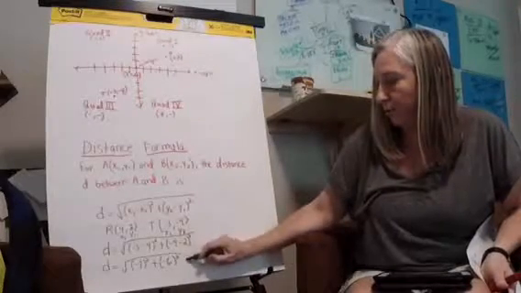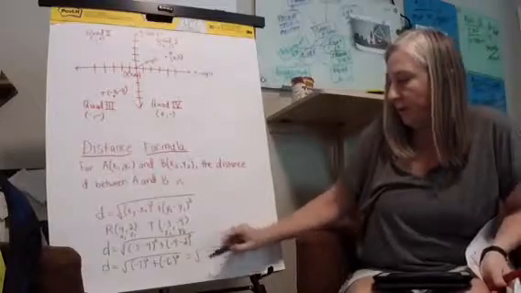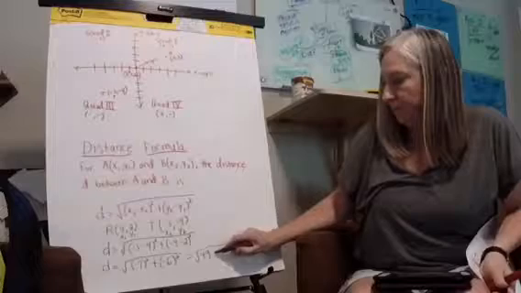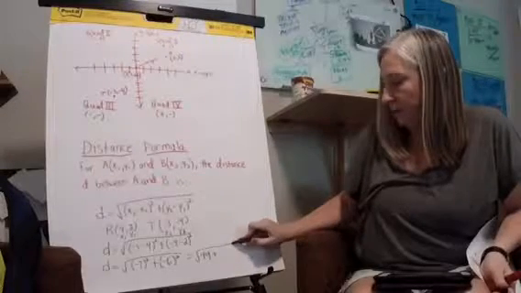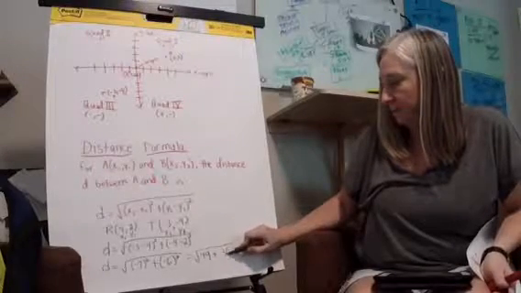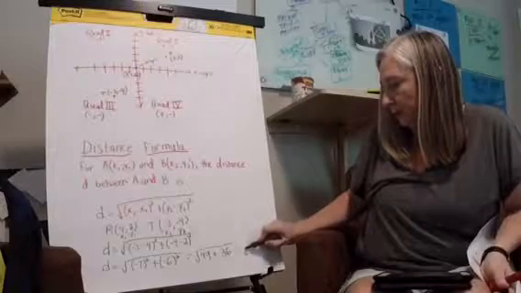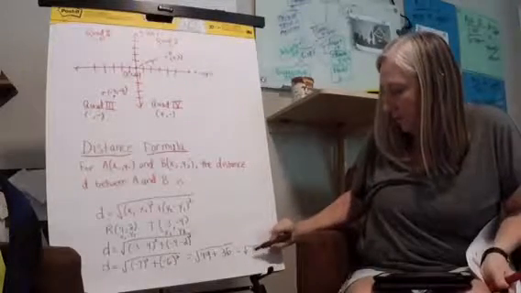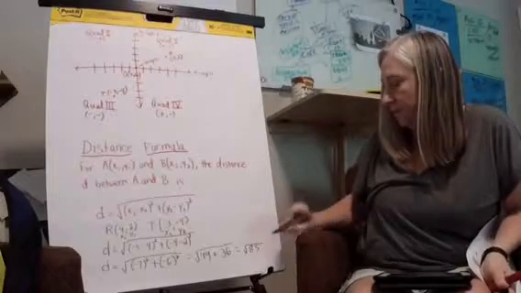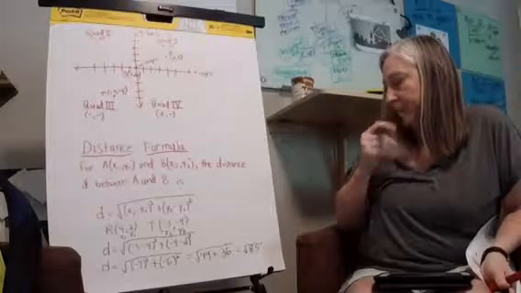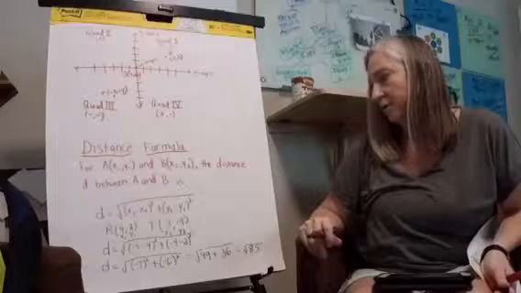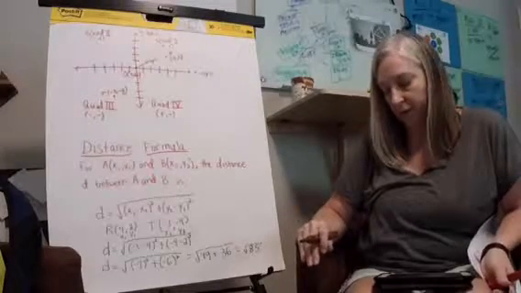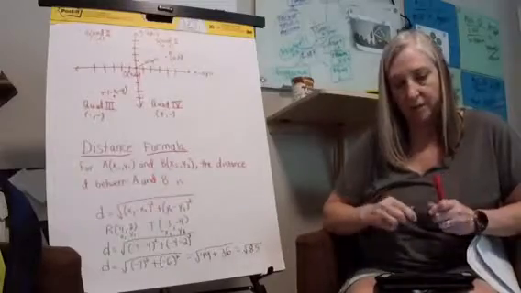Okay, and so continuing to simplify, we'll have -7 squared is 49, plus -6 squared is 36. When I add those together, I'm going to have the square root of 85. Now, since we're talking about distances, it would probably be good for you to go ahead and put this on your calculator and round it to the nearest tenth.